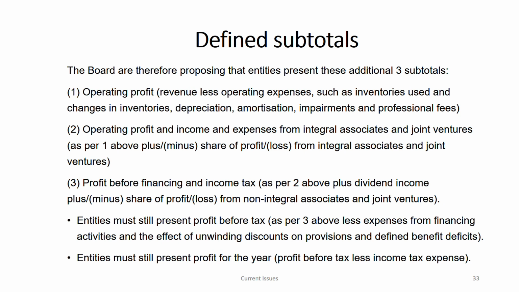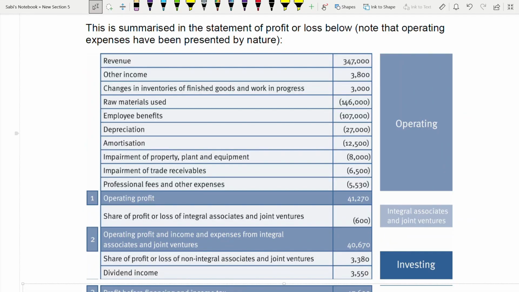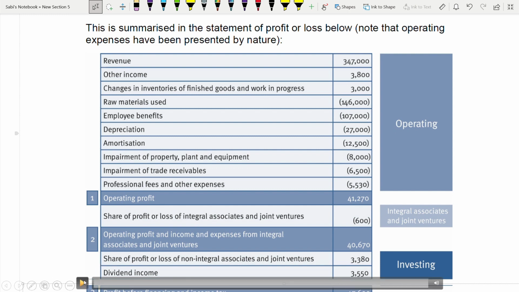Okay, out of this 5, 3 additional they have done. They told operating profit, the first, second, and third. The last 2 bullet points you have been doing already. Normally you have been presenting these subtotals. That is profit before tax, profit for the year. Okay. Now, this is a demonstration of how it will look. Let's see.